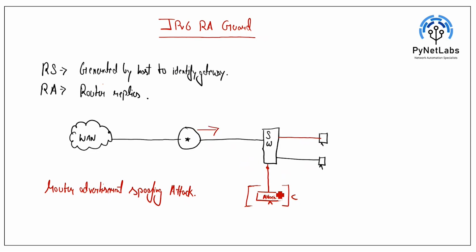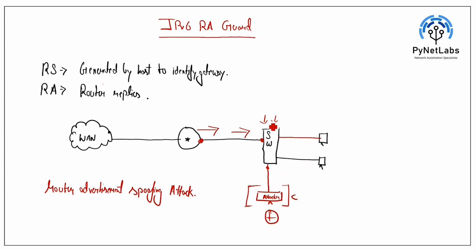So assuming that this attacker is also your router, it can also generate router advertisements, but we will tell the switch that you need to monitor the router advertisements. If anything is coming from this router interface, we can say that it is trusted. And apart from that, if anything is coming from other ports, that will be untrusted.